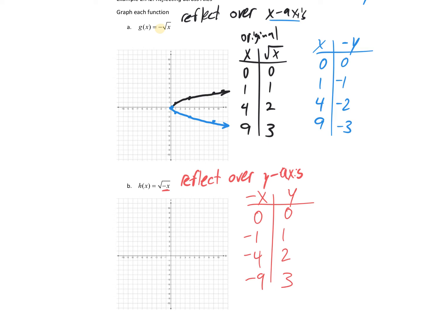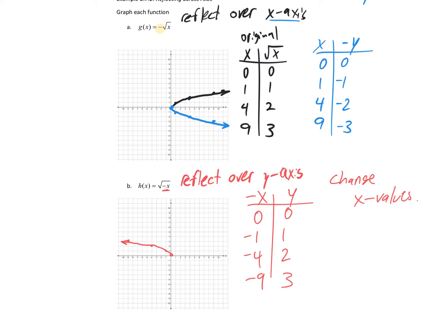Okay, and so let's see what our graph looks like. So 0, 0, -1, 1, -4, 2, and -9, 3. And so now if you connect this, you see, oh, look, my graph's going in the opposite direction, and that is a reflection over the y-axis. So again, the reflection over the y-axis is going to change your x values.